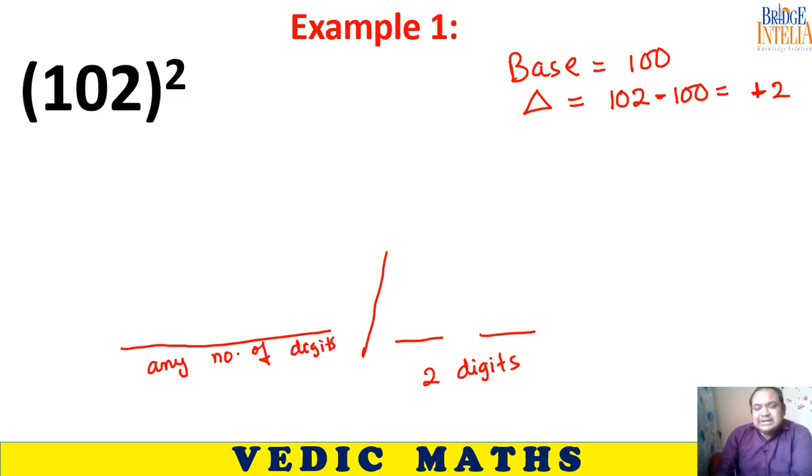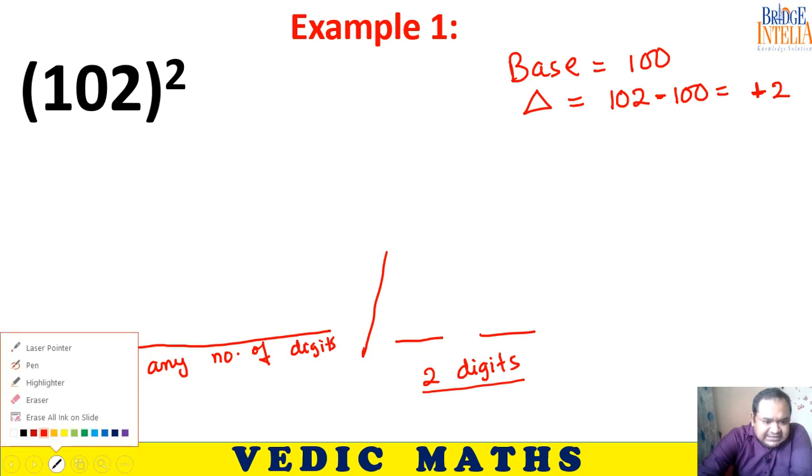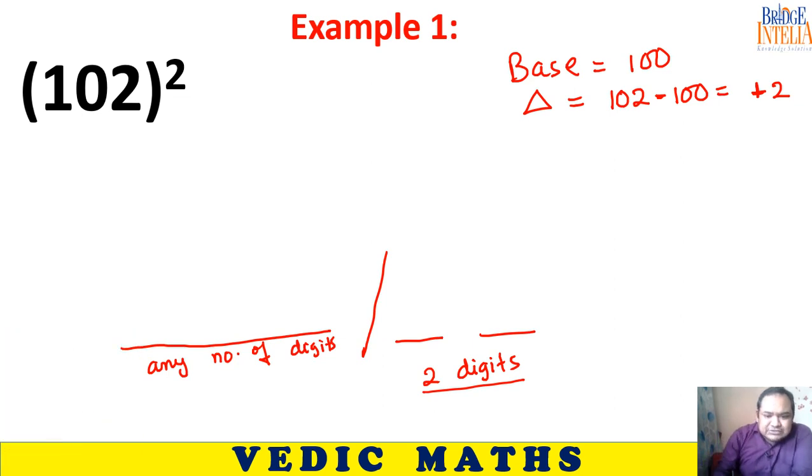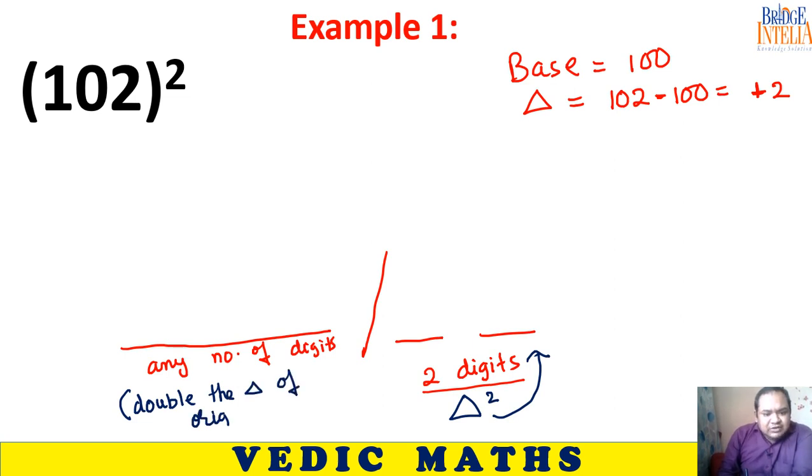Now, what is the shortcut? In these 2 digits, we have to write the value of delta square. Now, what do we have to write in the first blank space? In the first blank space, we have to double the deviation of the original number, and write that number here. So, what is the meaning of this?